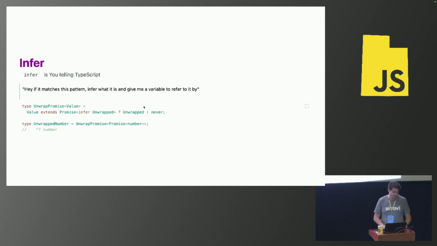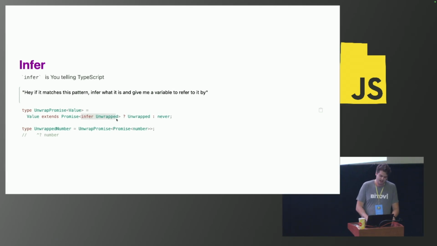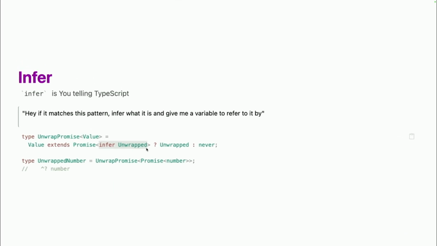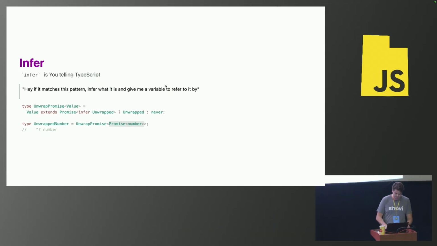Starting with our type unwrapped promise, we can see it is a conditional type where we are checking if value extends a promise. Basically, is whatever we pass in a promise. And if it is, we are asking TypeScript to infer what it unwraps to or what it resolves to. Once it figures it out, we're going to be able to refer to it by this unwrapped variable inside of our truthy path. Otherwise, if it doesn't match the pattern, we don't care, kicking it out with never. So if we were to pass in a promise that resolves to type number into our unwrapped promise type, we would get number out. Probably not the best way to get number, but you could do it this way if you really wanted to. Sweet.